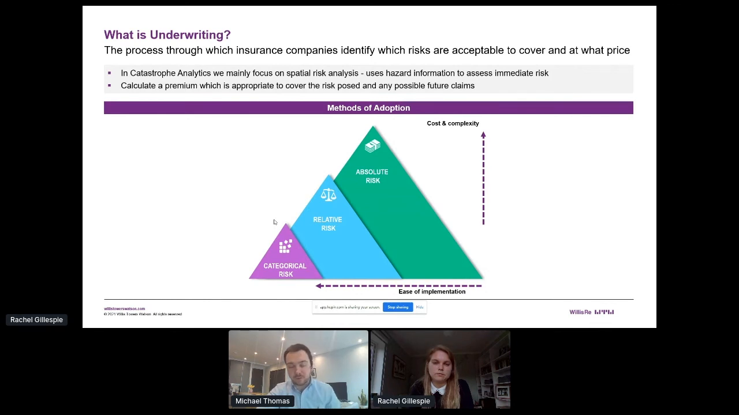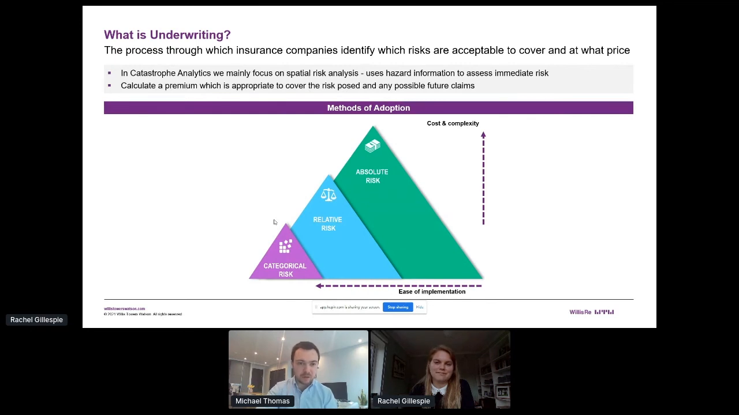And then finally, probably the most complex one is looking at absolute risk, and that is identifying the pure average annual loss that would be calculated for an individual location or for an individual postcode, and utilizing that within your pricing model itself. That obviously comes with a lot more complexity, and there's a lot of factors involved with that. Hence why it's our largest pyramid there.